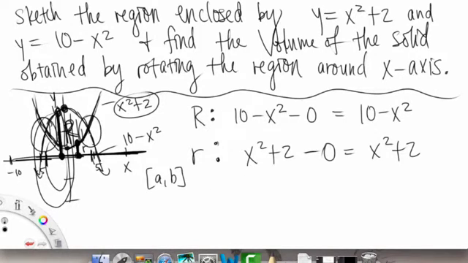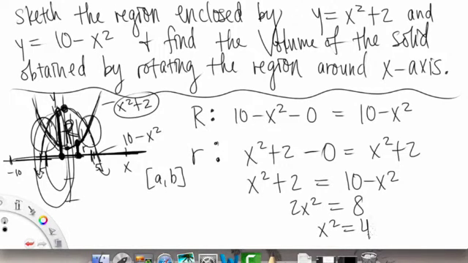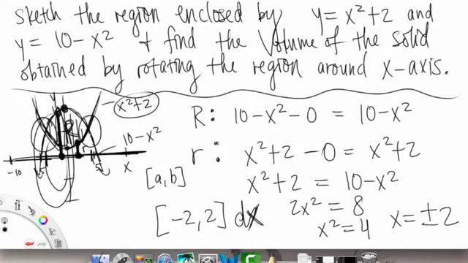To find the intersection, we just set them equal to each other. So we say x squared plus 2 is equal to 10 minus x squared. When we rearrange, we get 2x squared is equal to 8, and then x squared is equal to 4. So x is equal to plus or minus 2. That means our interval is going to be negative 2 up to 2. That's our x interval there. And then, of course, we're going to be integrating along the x-axis, right?